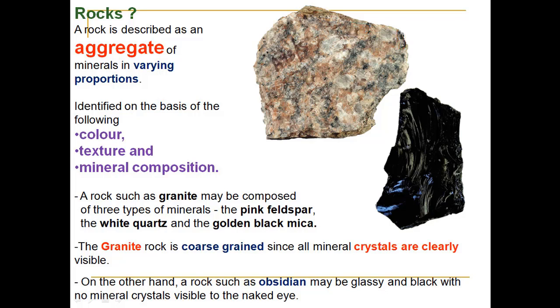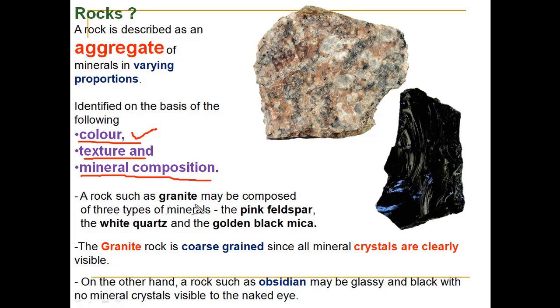We normally identify the rocks on the basis of the following: the color of the rock, the texture of the rock, and the mineral composition. Primarily, the color can be identified by observation beneath the microscope or with the naked eye. The texture of the rock can be identified using certain techniques or machines and tools. Mineral composition of the rock can be identified with the help of chemical reactions. Now we'll take an example.